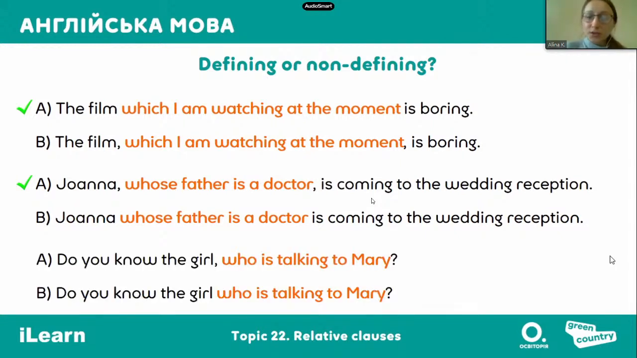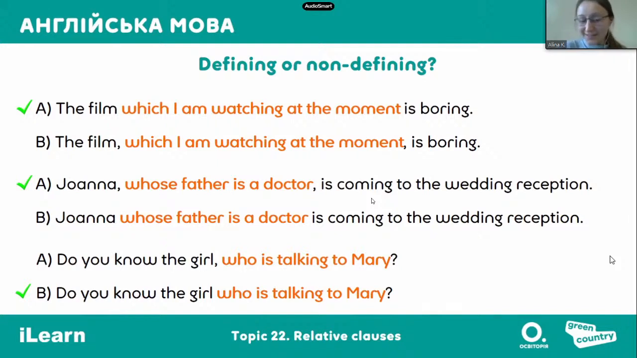Okay, and the last one. Do you know the girl who is talking to Mary? And the same one, but with a comma. Surely that is a defining clause. Yes, it gives us essential information. Which girl? The girl who is talking to Mary. Okay, can we substitute it with that or not? А тут ми можемо поставити that чи ні? Can we put that instead of who in this example? Yes, we can.